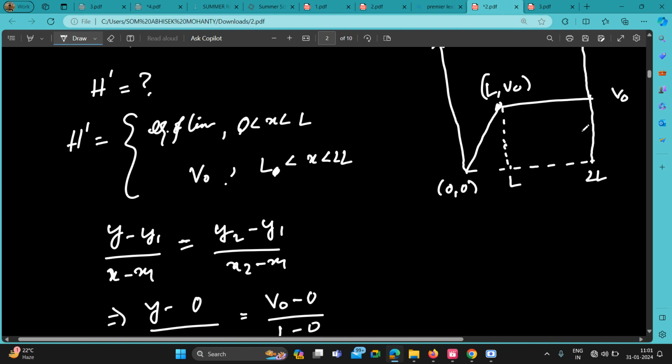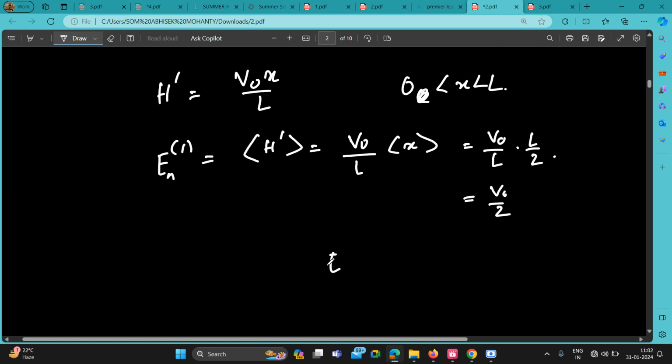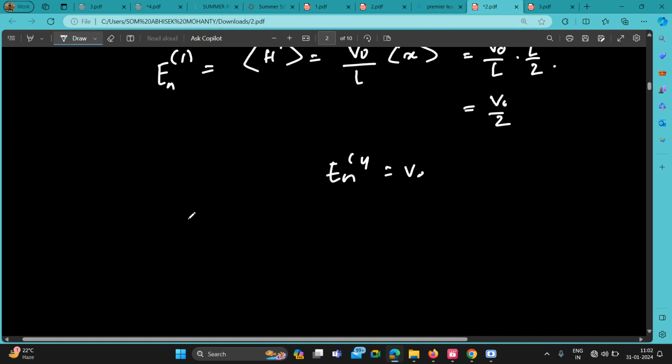What is the other perturbation? That is simply y is equal to v naught. That means h dash is equal to v naught. We need to calculate it. So the second one is v naught. So the total perturbation is how much? Total will be 3 v naught by 2. Okay.